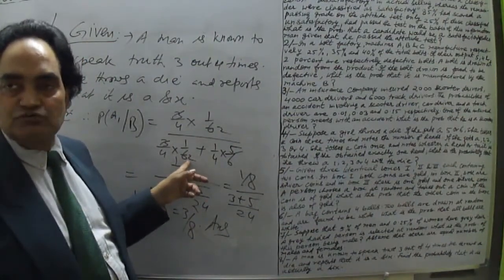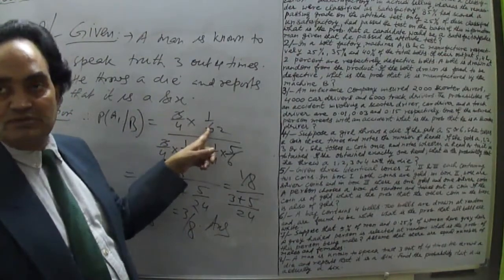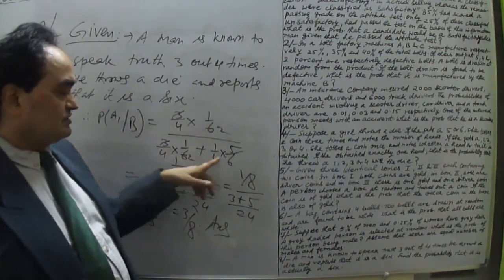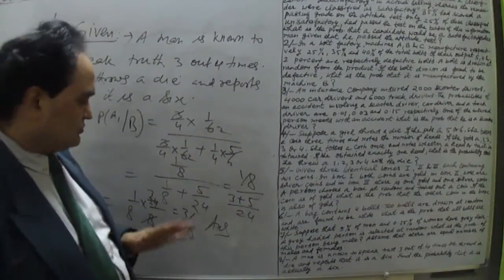A1 event is 6 actually appearing. So he is telling the truth, and 6 appearing. Telling the truth and 6 appearing; 6 not appearing and not telling the truth. This is how 3/8 is the final answer.